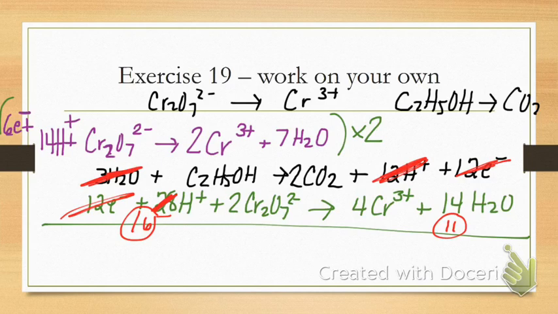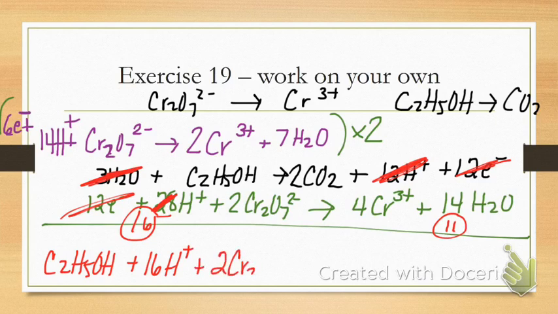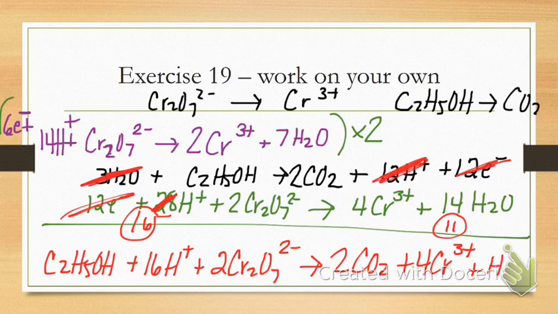So now I will rewrite everything, and then I'm going to double check that everything's balanced and that my charges are in check. Okay, so here we go. We have C2H5OH plus 16 hydrogen. Again, it does not matter what order you're doing these in. Whatever you see first, do first. Yields 2 CO2 plus 4 chromium and 11 water. Forgot the 11.